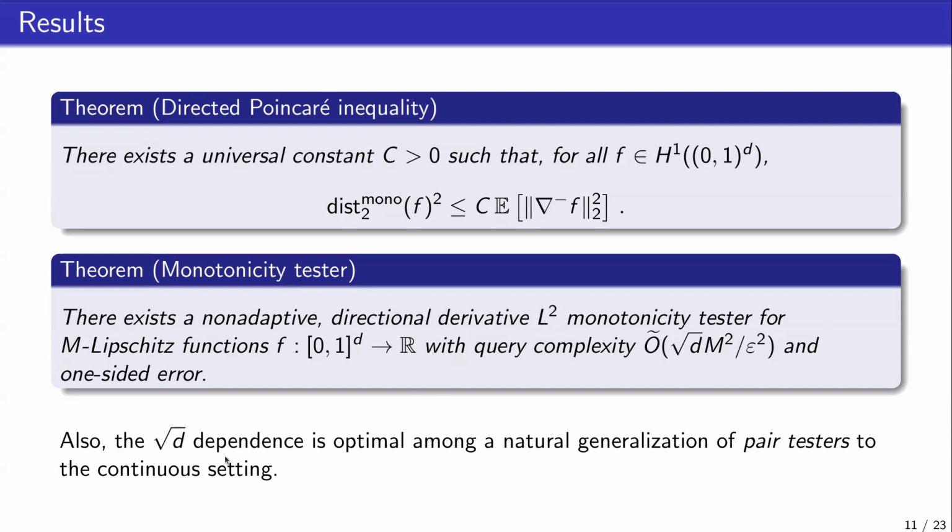And let me just tell you, without going into more details, that for the class of tester that we're looking at, which is essentially equivalent to the pair testers in the discrete world, this query complexity in D is optimal. So that's not a general lower bound, but it tells you that if you want to do better, then you need a different type of tester than what we have.